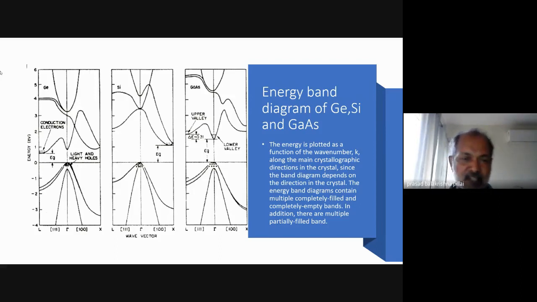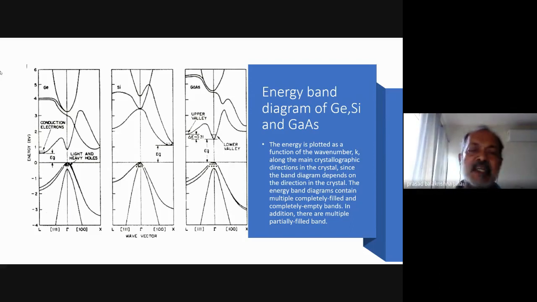So right now, just remember that silicon and germanium are, sorry, indirect band gap semiconductors, and gallium arsenide is a direct band gap semiconductor. And another thing we can see in the diagram is that even in germanium and silicon, there are direct band gaps at higher energies. But the lowest one is indirect. So that should be kept in mind.